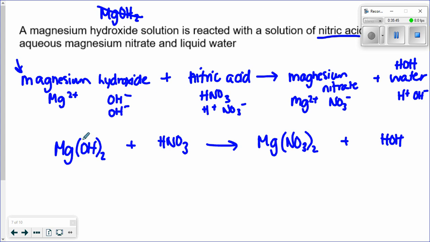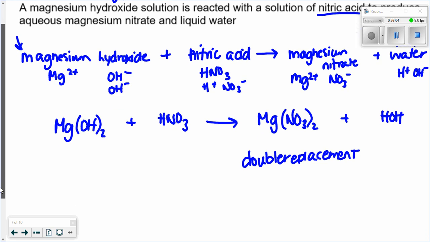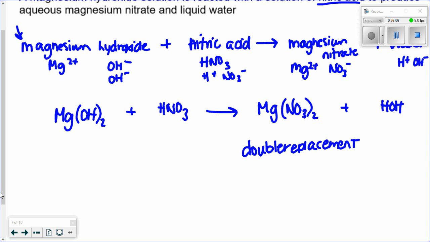So looking at it, we have a compound and a compound producing a different compound and a different compound. So that's going to be our double replacement reaction. Sorry, I didn't put a space in there. Double replacement reaction. So now thinking about balancing this, we need to have it balanced.